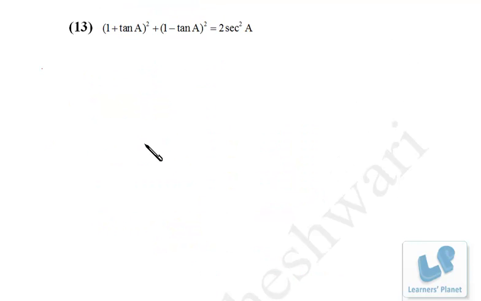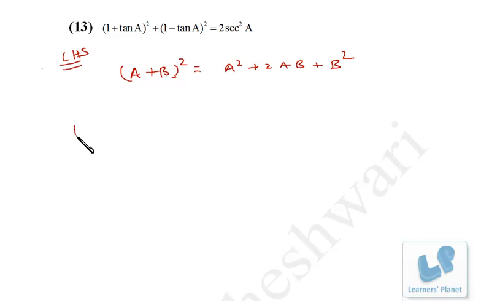Now let's see this question. It's 1 plus tan a whole square plus 1 minus tan a whole square is equal to 2 sec square a. So further we begin with the left hand side. Now a plus b whole square is what? We have already discussed the algebraic identities in the previous session. Right? So 1 plus tan a, that is a plus b whole square, that will be 1 plus 2 tan a plus tan square a, and if it is minus over here it will be negative, right?